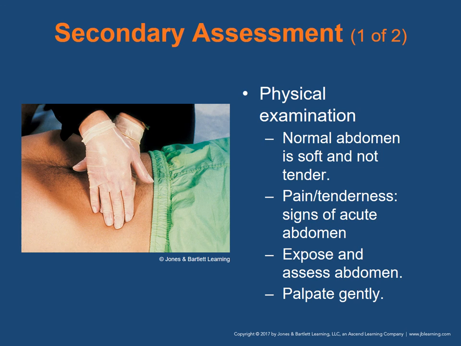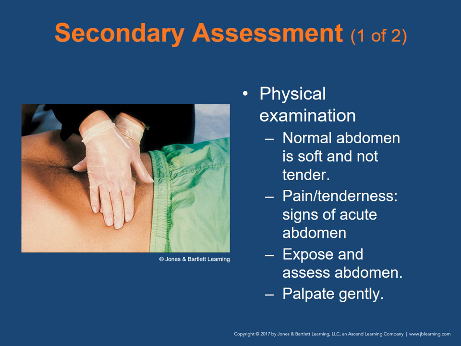So what we're looking for is that a normal abdomen is soft, non-tender. It shouldn't hurt. The patient shouldn't wince. It shouldn't be distended, that inflated abdomen we talked about. It shouldn't be rigid or hard to the touch. It should be warm. It shouldn't be cold. So the normal abdomen should be warm, soft, and non-tender. Pain or tenderness upon palpation is a sign of acute abdomen, that there is something wrong. Okay.